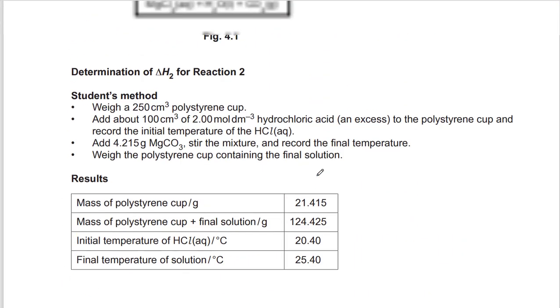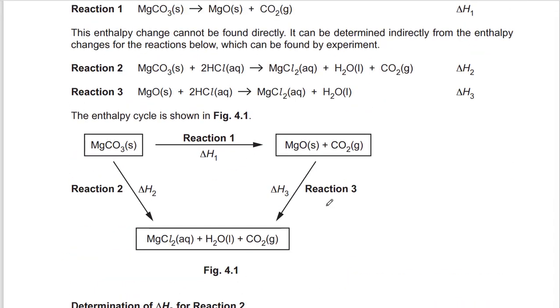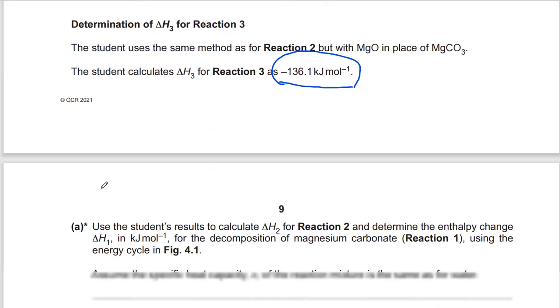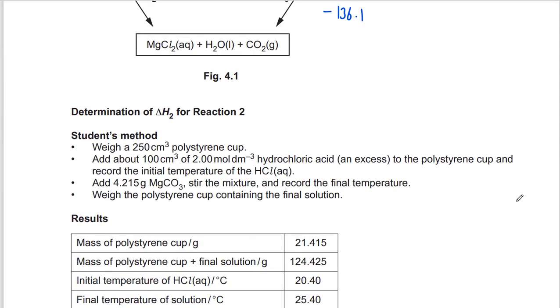So if we go back, delta H3 on our Hess cycle, we'll come back to this later, we know already this is minus 136.1. So that's helpful. We only need to work out delta H2. And the question, of course, is use the results to calculate delta H for reaction 2 and determine the enthalpy change for delta H1. So assume the heat capacity of the reaction is the same as water, so that's 4.18. So that'll always be the case, by the way. They won't give you different heat capacities. That's a bit unfair.